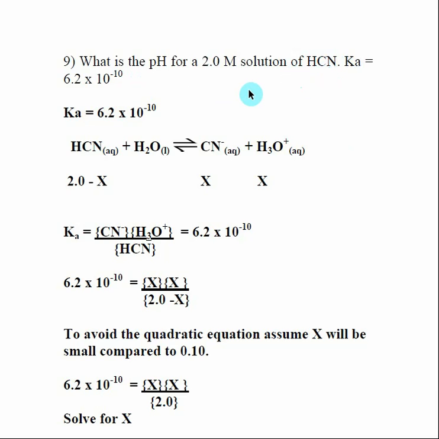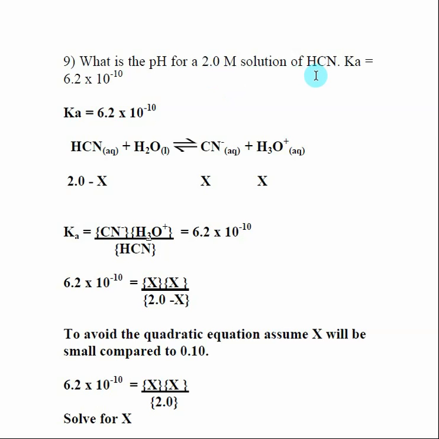The next question I ask myself is, am I reacting it with a strong base? Am I doing a titration? So here the answer is no. I'm saying what's the pH of a 2.0 molar solution of HCN? So I don't have to convert to moles. I'm not doing a neutralization reaction. I don't need the Henderson-Hasselbalch equation.